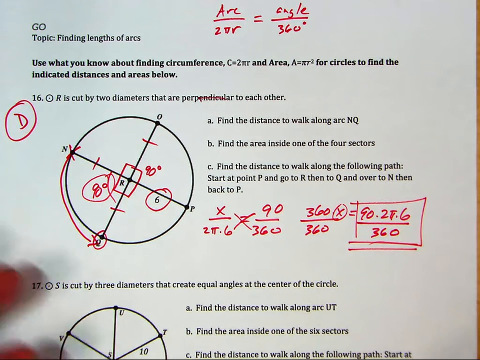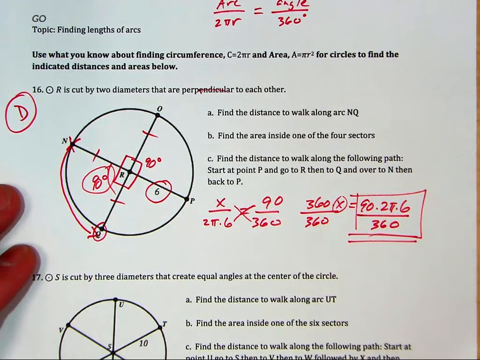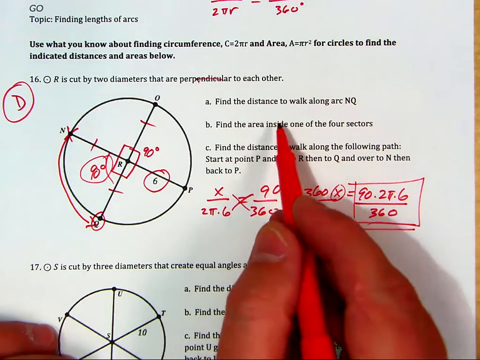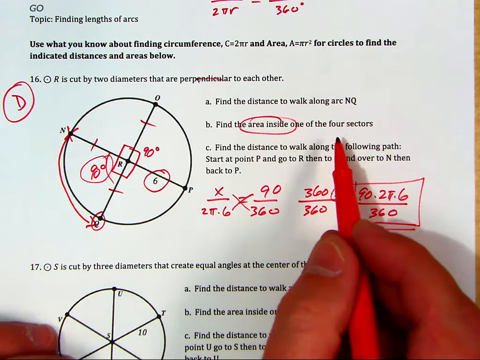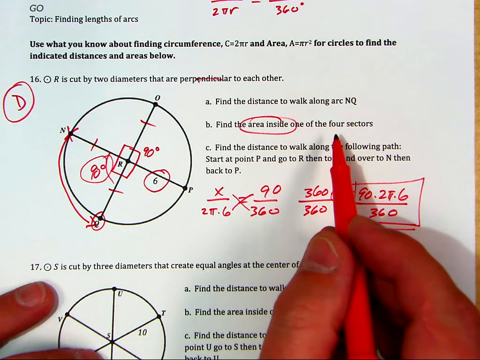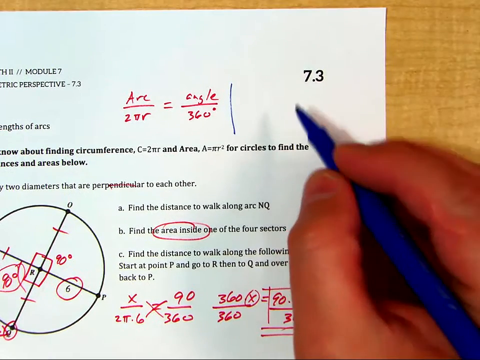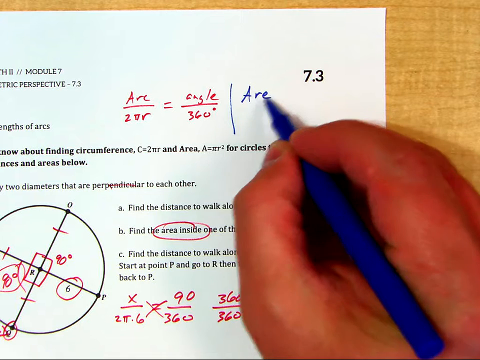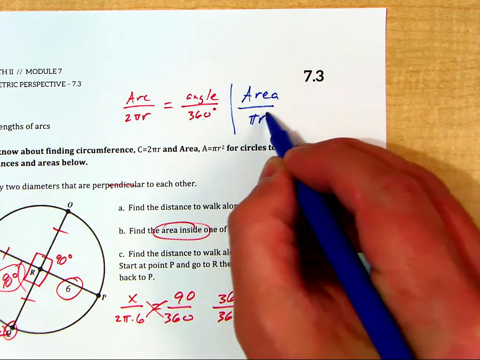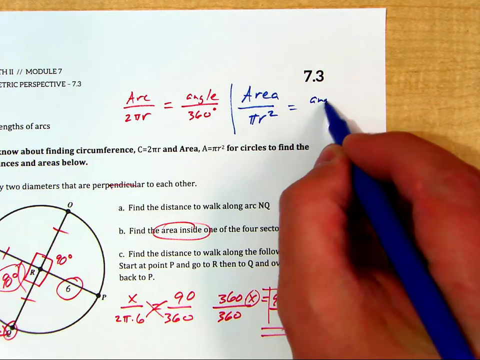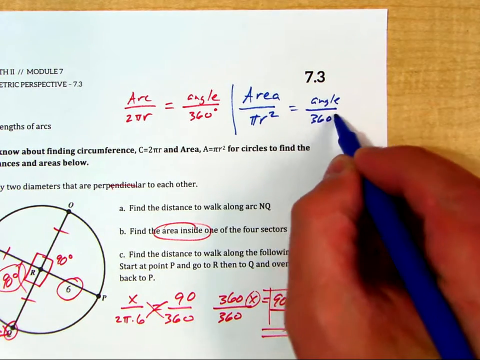Yeah? Any questions on number 16? Okay. Let's say find the area inside one of the 4 sectors. It's the same type of proportion. Let's do this in a different color. Sector area is also the same type of proportion, and I put this on your outline. Area over pi r squared, the area of a circle, equals the angle over 360.